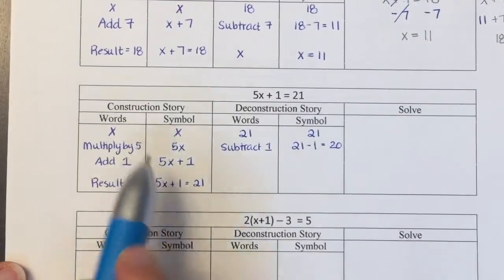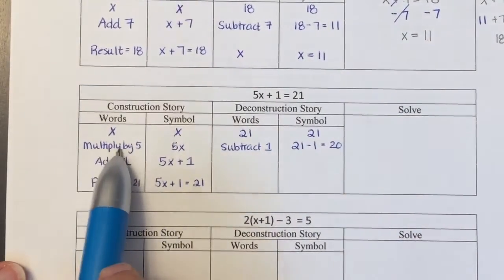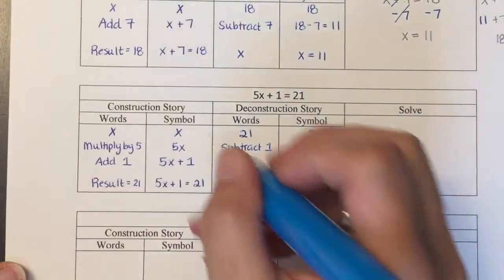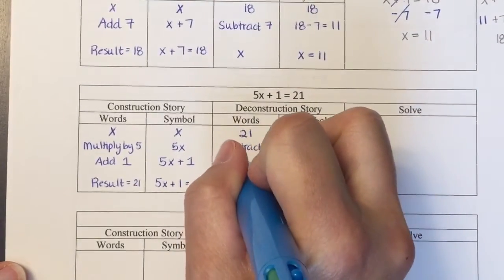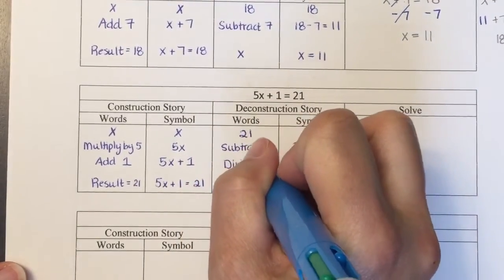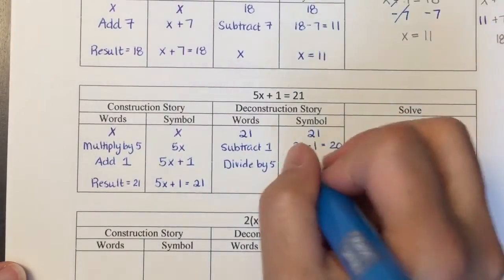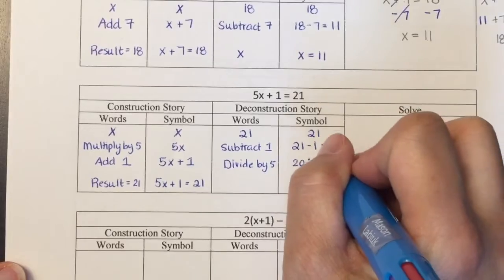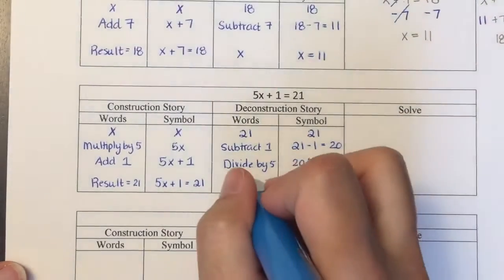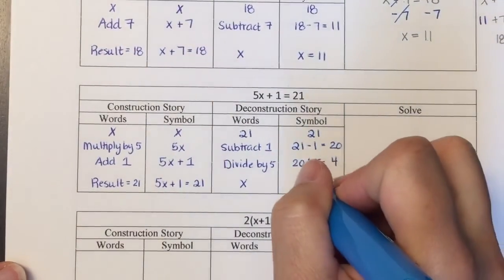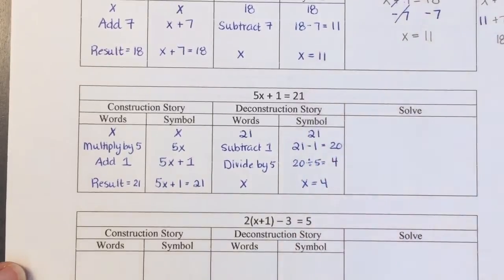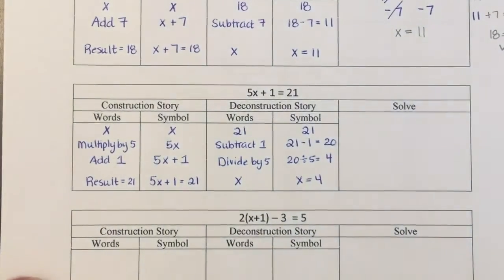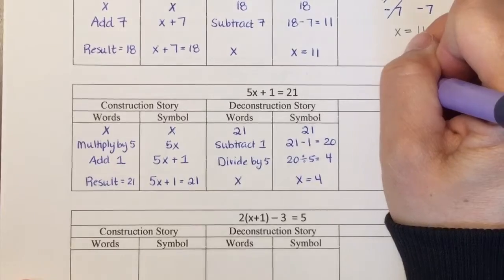Then the opposite of dividing is multiplying. Opposite of multiplying is dividing. So we're going to divide by 5. Okay, so I'm going to have 20 divided by 5. Okay, so what is our value of x? X equals 4. Okay, so this is a two-step problem.